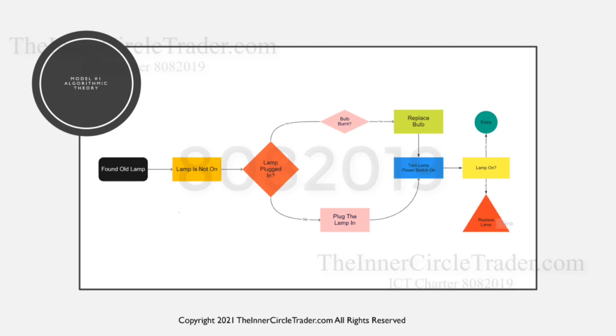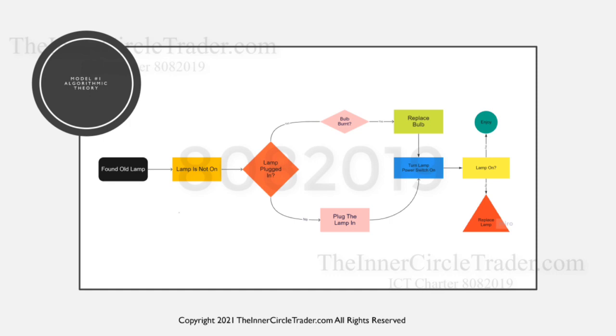you ask yourself a question. Is the lamp plugged in? If the answer is yes, then the next thing is, is the bulb burnt? If the bulb's burnt, then you replace the bulb. Then you go to the step of turning the lamp power switch on, and then does the lamp come on? Then enjoy the light that it gives you.